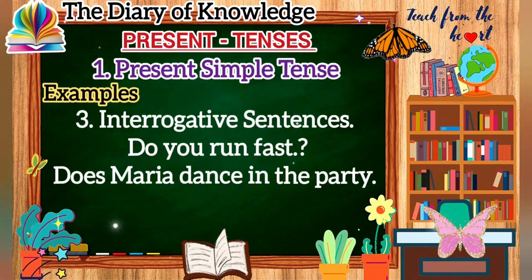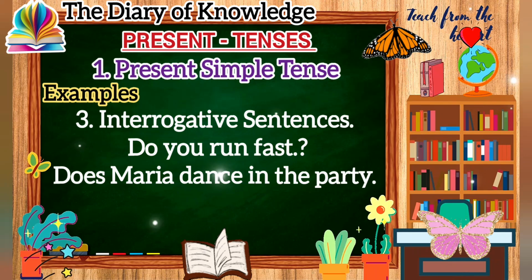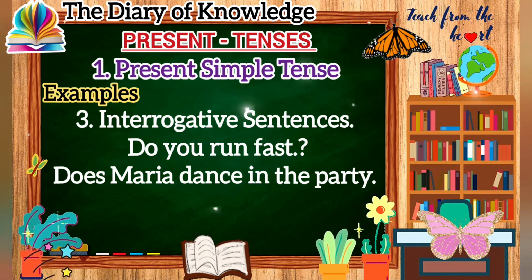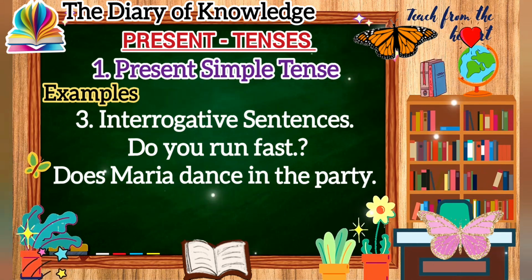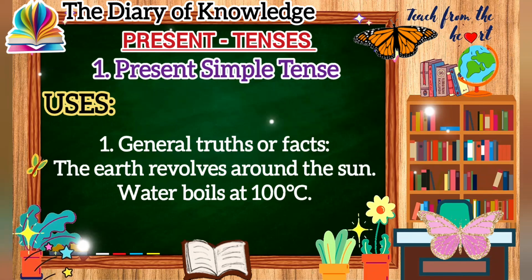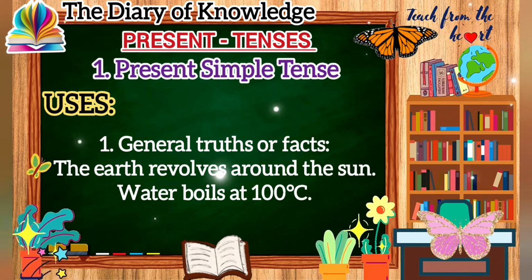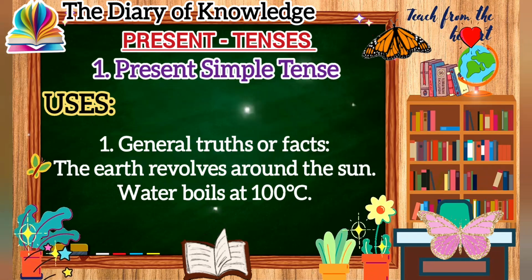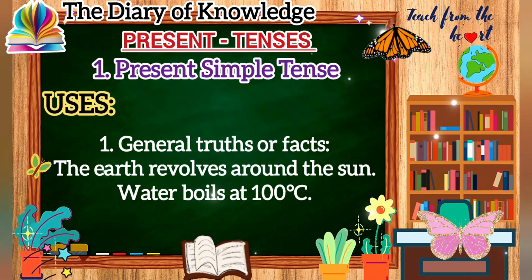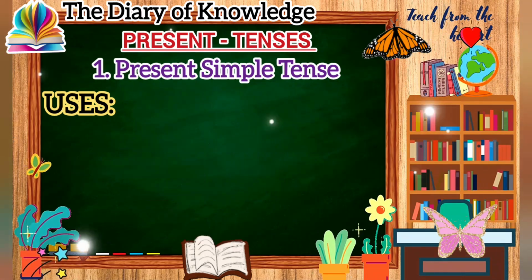I don't play football. He does not read a book. Third, interrogative sentences. Do you run fast? Does Maria dance in the party? Uses: 1. General truths or facts. The earth revolves around the sun. Water boils at 100 degrees Celsius.